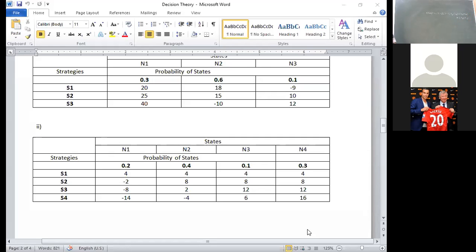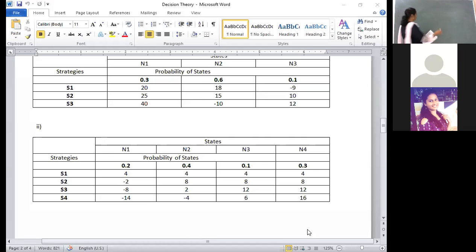Then, what is the answer for expected monetary value for strategy S1? 4. Expected monetary value for S2? 6. For S3 we got 4. For S4 we got 1. Correct? Okay. What are the answers I got? Expected monetary value for S1.